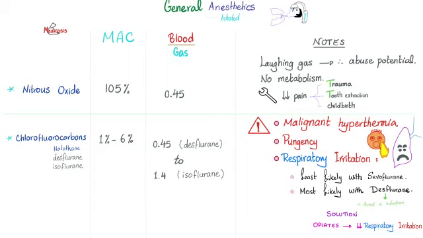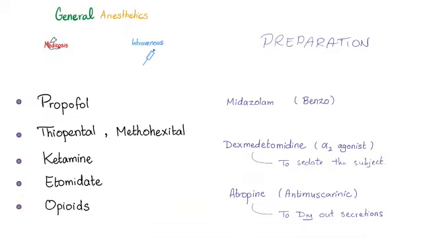The chlorofluorocarbons, halothane, desflurane, isoflurane, etc. can lead to malignant hyperthermia. Oops. Pungency, and respiratory irritation because of the pungency. This is most likely with desflurane, which is absolutely disgusting, and least likely with sevoflurane, which is smooth. What if it irritates my respiratory system so much? Give opiates. Okay, now I understand the inhaled general anesthetics.